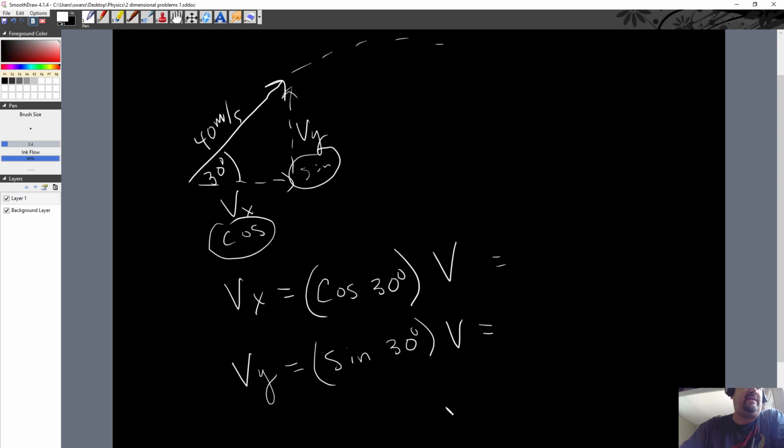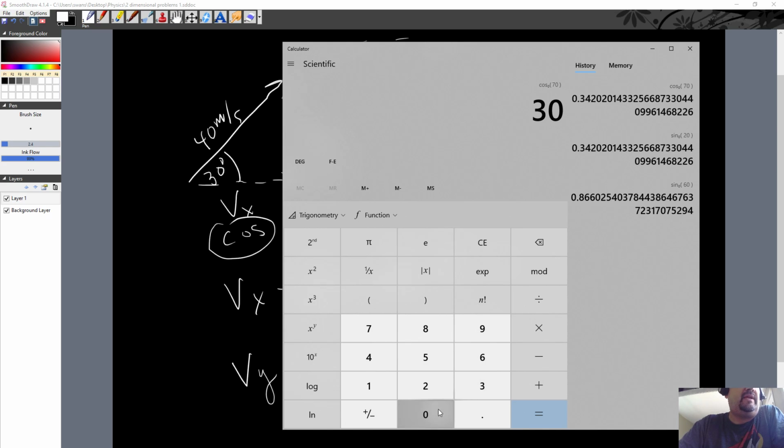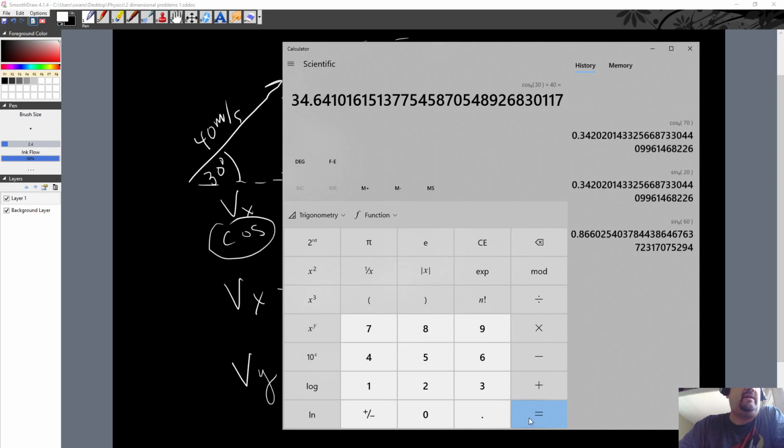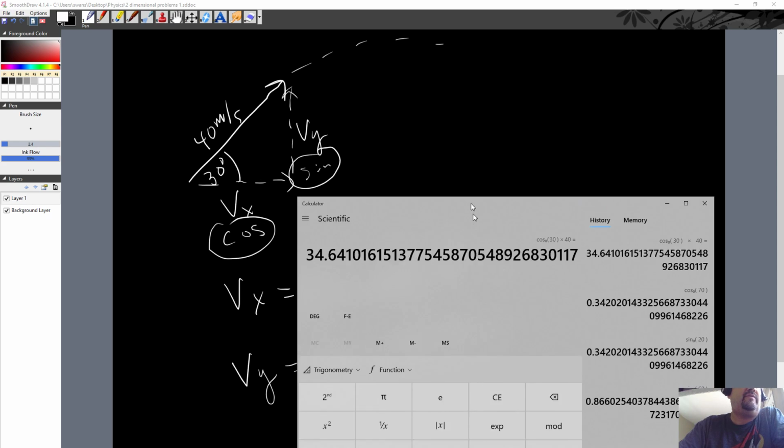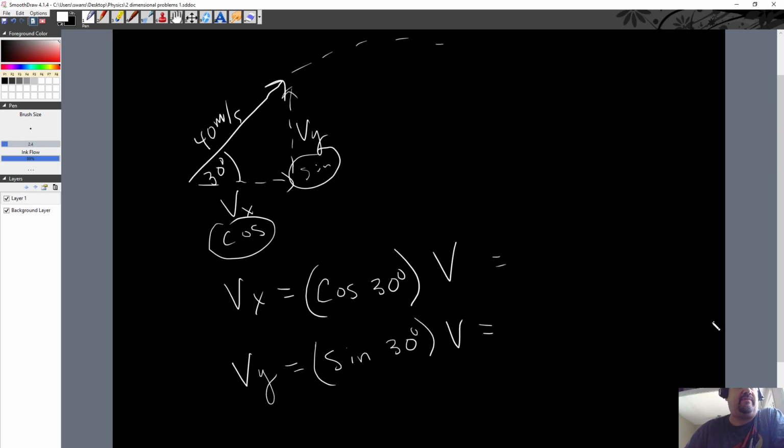So let's go ahead and find the answers. Let's clear this, and we're going to do 30 times cosine. Cosine is going to be 0.866. Then times it by, what was the original speed right here? 40. Times it by 40, and the answer is 34.6. So let's write that: 34.6 meters per second.